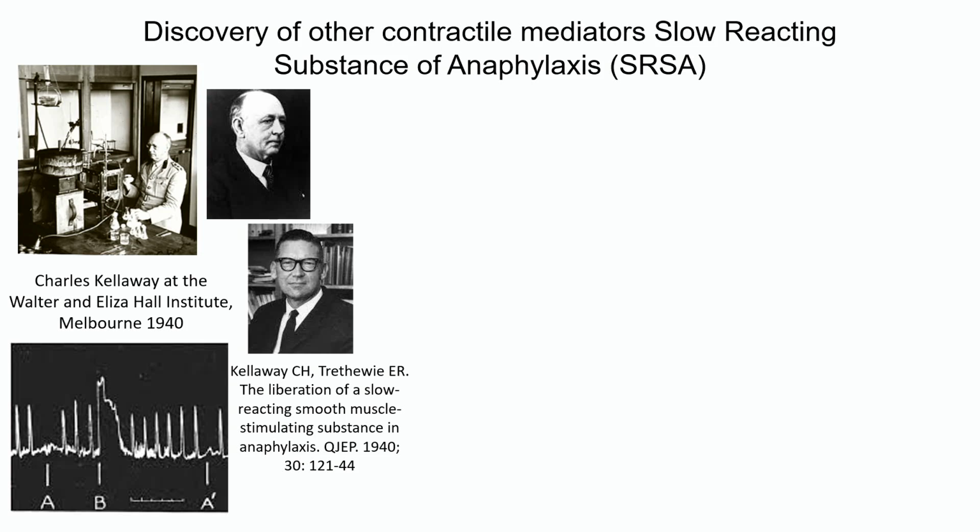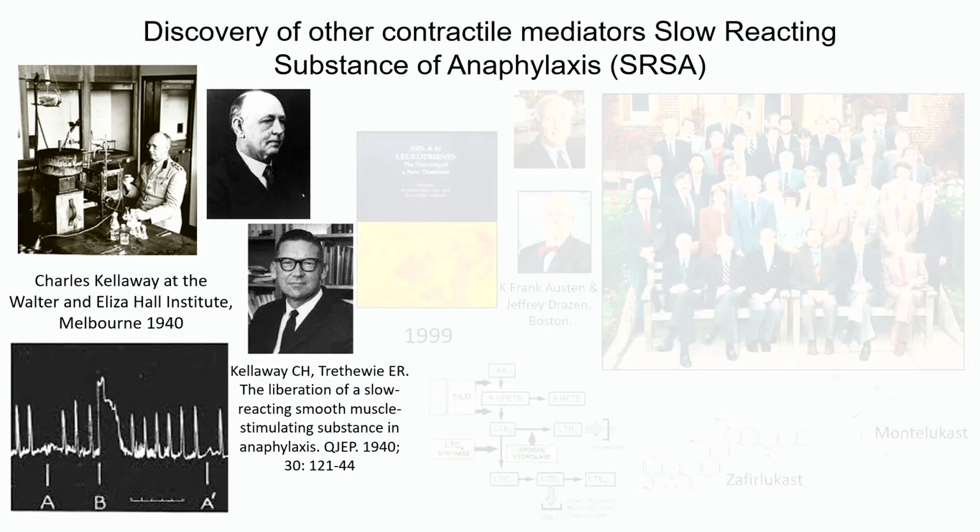Finally, we come to this enigmatic molecule, slow-reacting substance of anaphylaxis, that was described by Henry Dale, and they had no idea what it was. But in fact, Charles Kellaway and Trethewey, working at the Walter and Eliza Hall Institute in Melbourne, were the ones that really put this on the map. You can see the slow reaction there compared to histamine, where it was difficult to wash out the SRSA, hence it was given this name, slow-reacting substance of anaphylaxis.